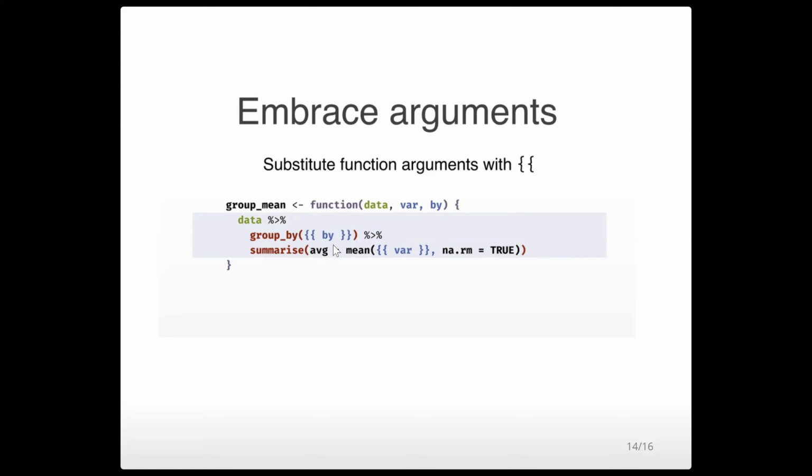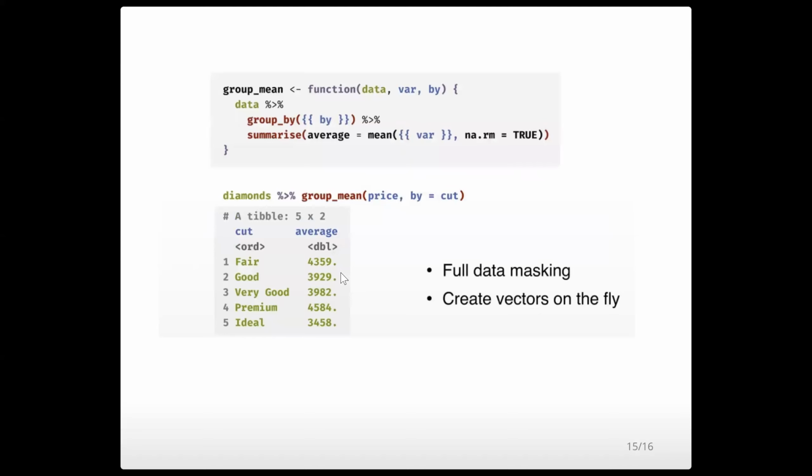So we embrace our arguments with curly operators. This is a shortcut for those who are used to seeing different kinds of tidyverse code. This is a shortcut for bang bang and enquo, which is a combination of 2 functions or a function and an operator that did the exact same thing. But this is the latest, recommended approach, because it feels a bit more natural. So the only thing that we did was pass the same variables and embrace them with this curly operator. And then we can just call the function and it will feel very natural.